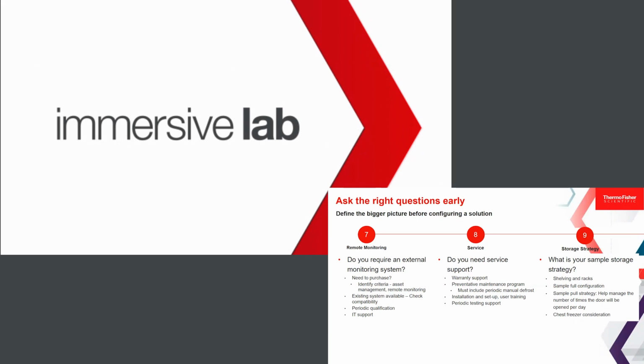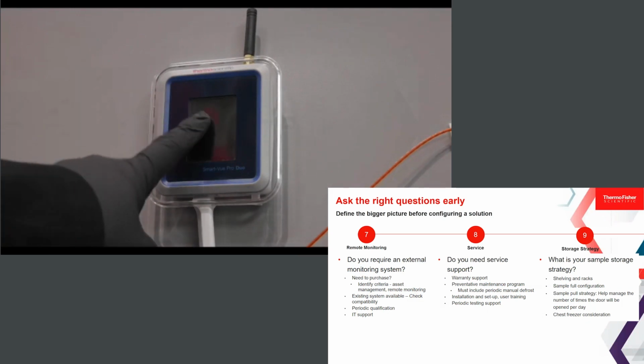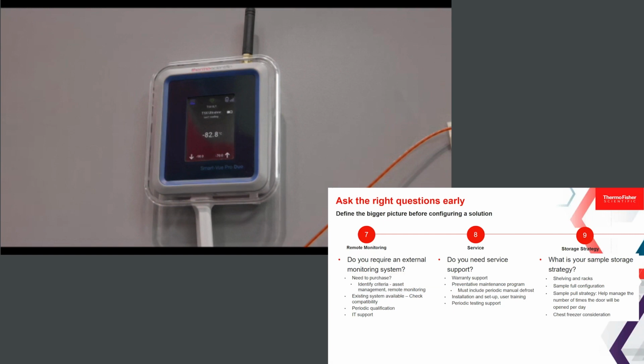So question number 7 is thinking about the remote monitoring. A lot of units will have internal alarms built in. So if you leave the door open, it starts beeping at you. You can hear an audible alarm, maybe a visual alarm on the unit. But what happens if you're not in the lab, if you're not in your facility when that alarm goes off? Well, you don't know it, you can't hear it, right?